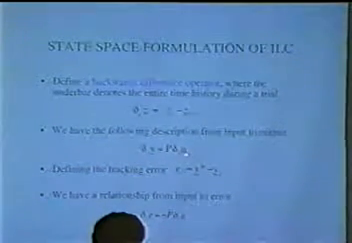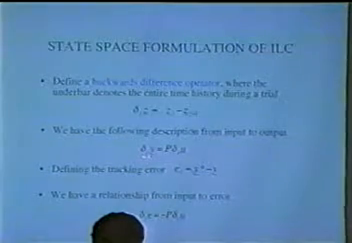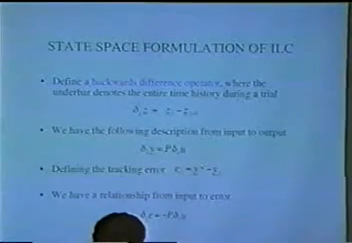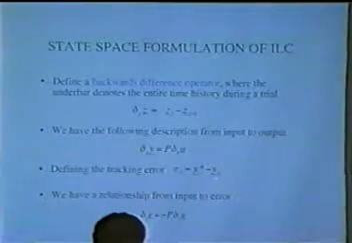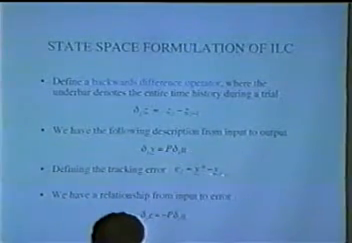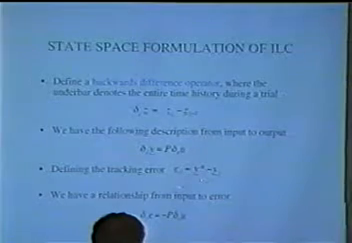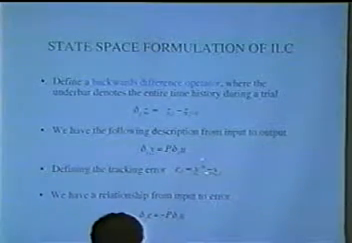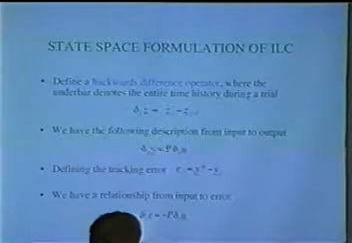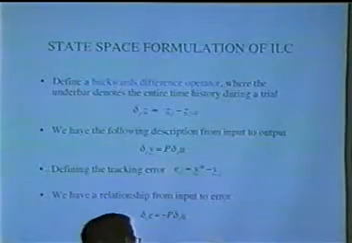So that's the equation that relates the change in control between two successive tries to the change in output between two successive tries. Now define a tracking error, E, to be the difference between the design output and the output at repetition J. So EJ is Y star minus Y. This is a time history now. Then we can apply delta on this. So delta E becomes minus delta Y, because delta of Y star is 0. Y star is the design trajectory, so it's a constant trajectory. So we have a relationship from input to error: delta E is minus P delta U. That's a key equation.